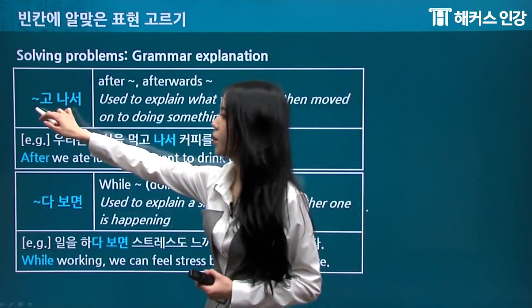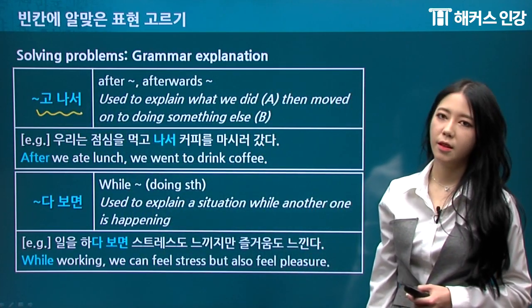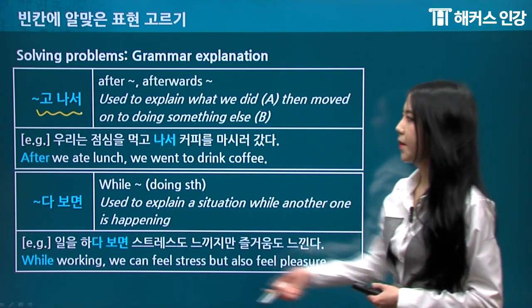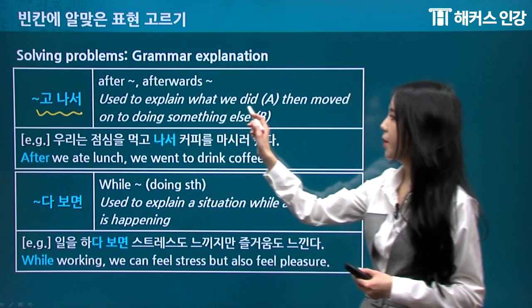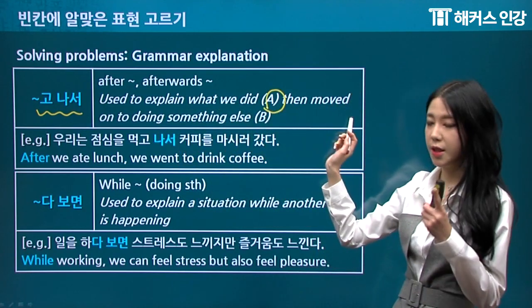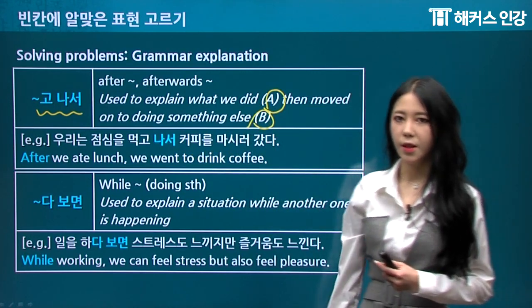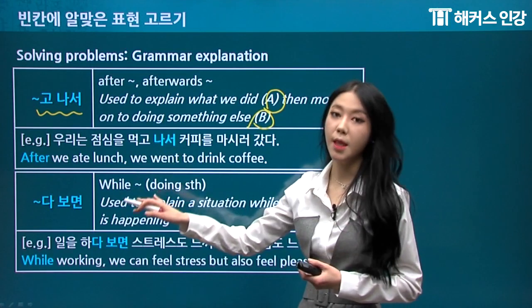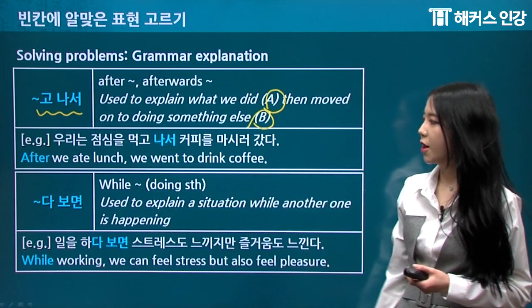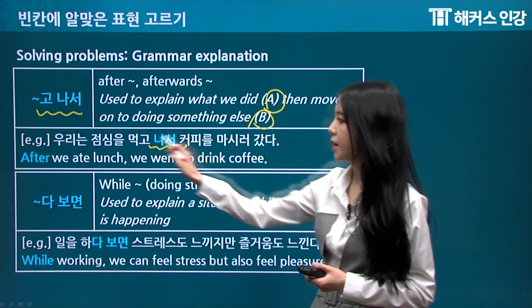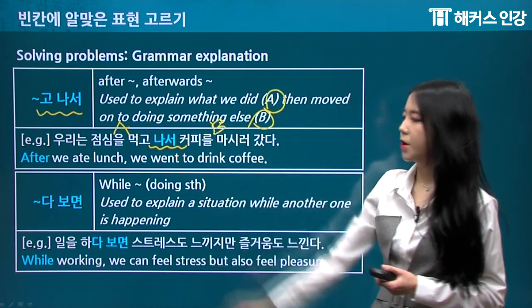그러고 나서, 먹고 나서. Right? This is used when? To talk about afterwards, time. After I do this, afterwards, and so on. So this is used to explain that we did something first, A, then moved on to do something else, B. So it's talking about time. For example, 우리는 점심을 먹고 나서 커피를 마시러 갔다. 먹고 나서, we did this first, and then we drank coffee.